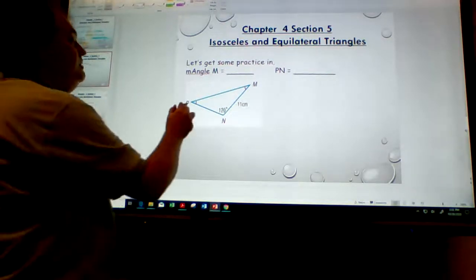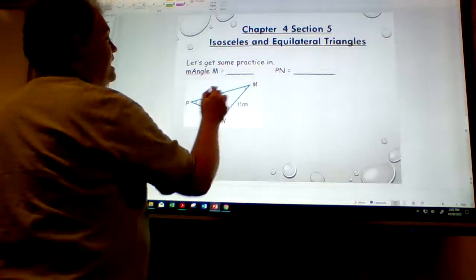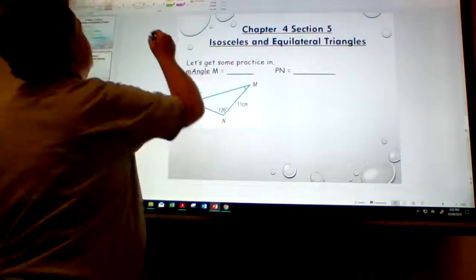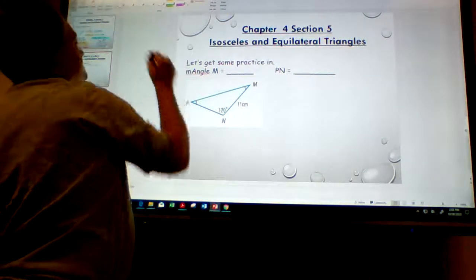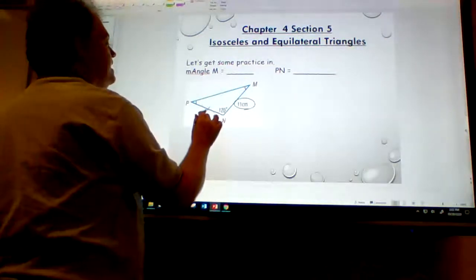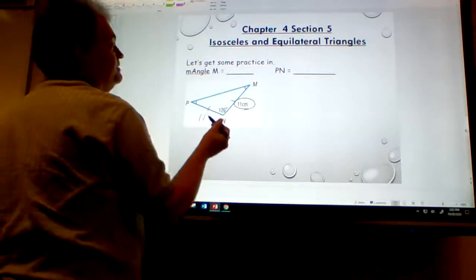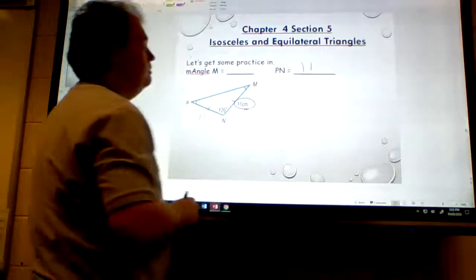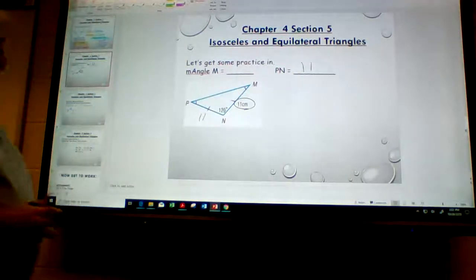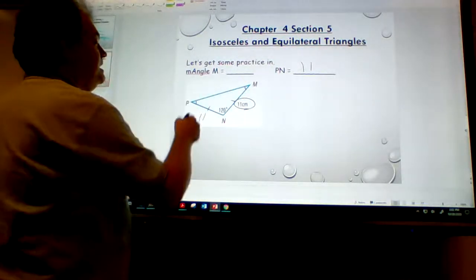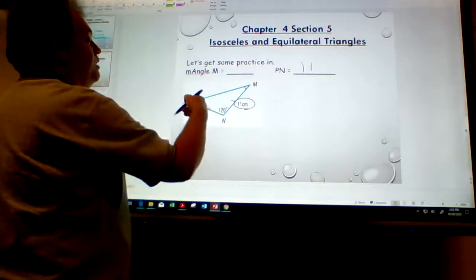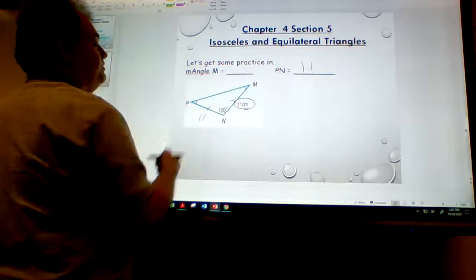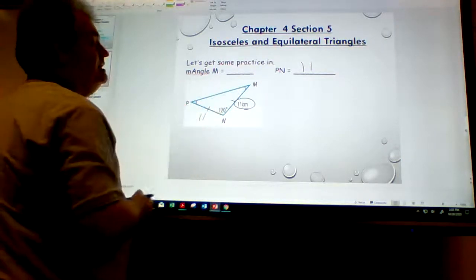Okay, now we know the 2 angles are congruent. So that means that these 2 sides are congruent as well. So if this is 11, then that is also going to be 11. So PN is 11. That's pretty straightforward. But we also know that since these 2 angles are congruent, we need to figure out what number, if these both are the same, adds with 120 to give us 180.